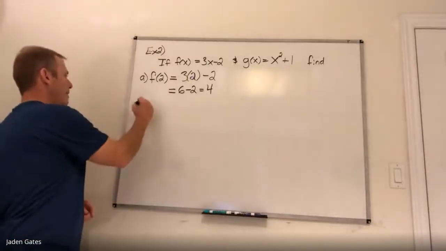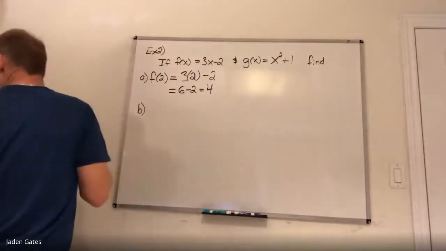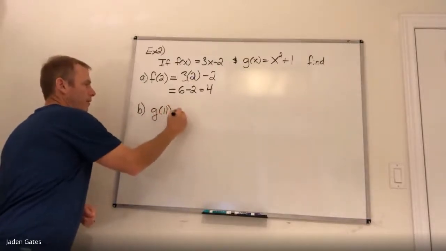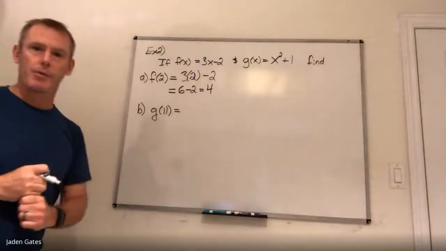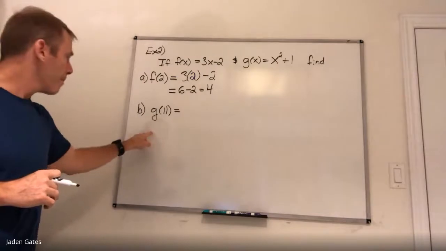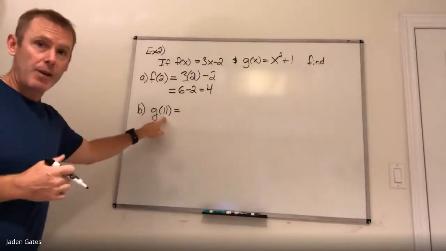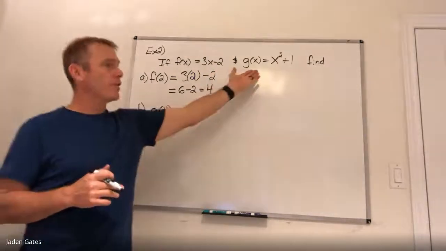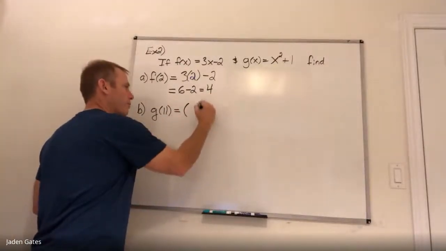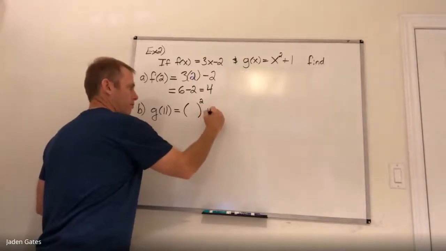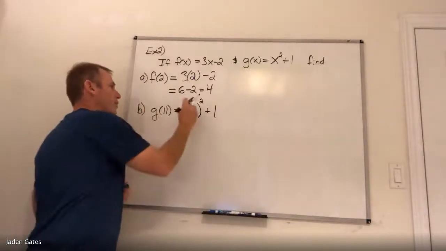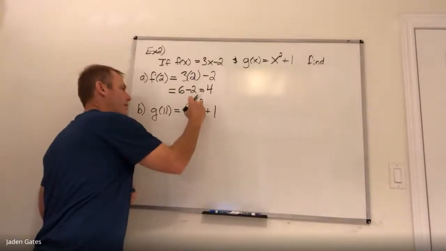All right, B. What else we got here? g of 11. All right, so again, in a similar fashion, in function notation, the g is telling me which equation to use. The 11 is my x value. So I go over to my g of x equation, which is x squared plus 1, but I do know x. So I'm going to put some brackets there, plus 1. And again, the notation is telling me that in this case, the x value actually is 11.